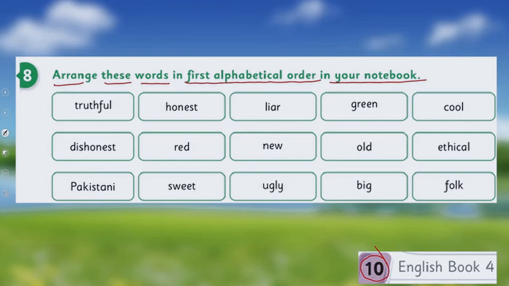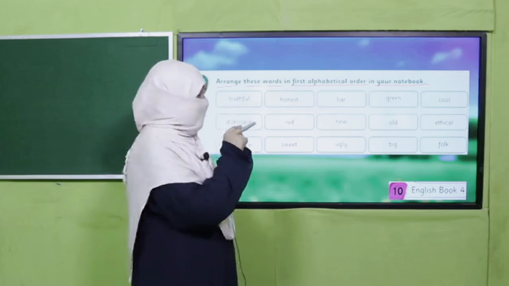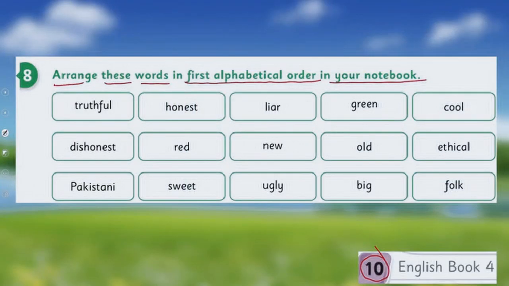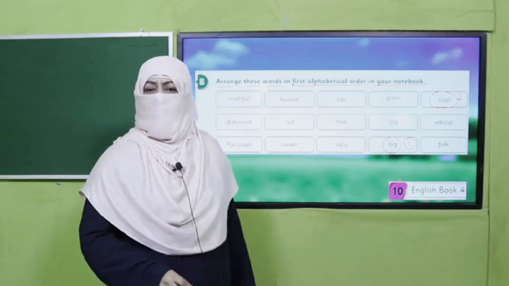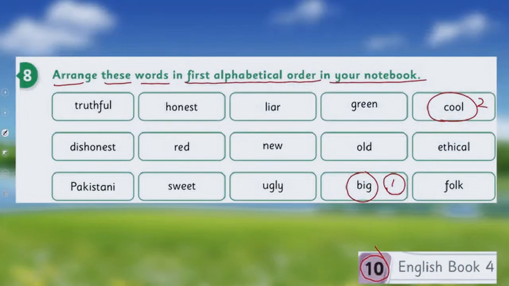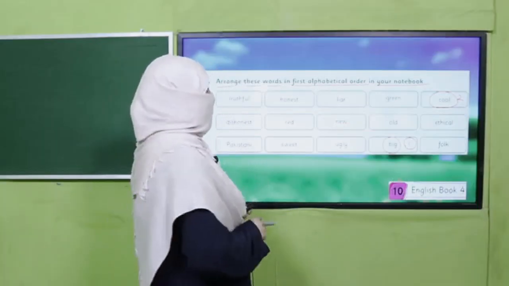You will read the word, the first letter, what comes first in ABC, you will write on first. So the first is A, there is no word starting with A. The second is B, so here B, it will come on first. The next is C, so it will come on second. Quickly arrange it in your notebook. Pause the video and enjoy this activity. Yes, my dear children, are you done with it? Okay, we are not yet done.